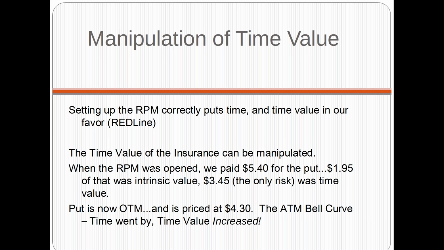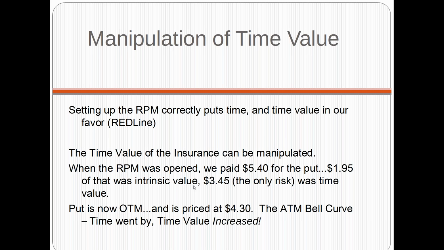Remember, when we opened the married put, we paid $5.40 for that put option. The stock was at $58.05. We bought a 60 put, so the put was $1.95 in the money, which means $1.95 of that $5.40 was intrinsic value.